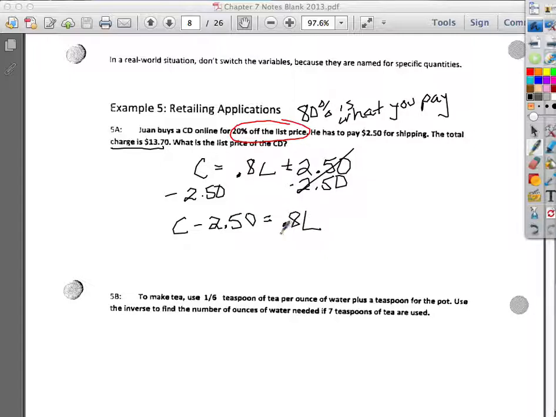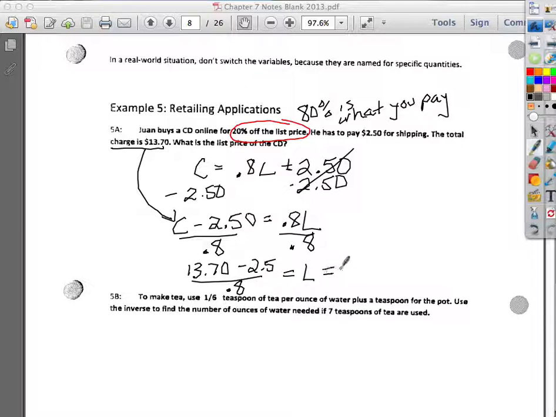Divide by 0.8. Divide by 0.8. At this point, the total charge was $13.70. So really, I'm just going to plug that in there. And a pretty trivial word problem at best. Loving it. Are you loving it? Because I am. I'll let you put it in your calculator. Okay, so list price is, don't forget your unit, $14.